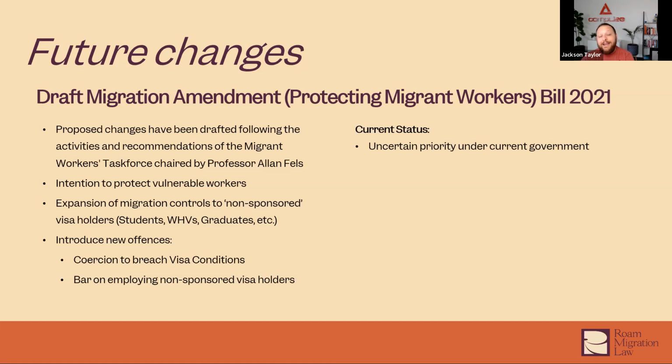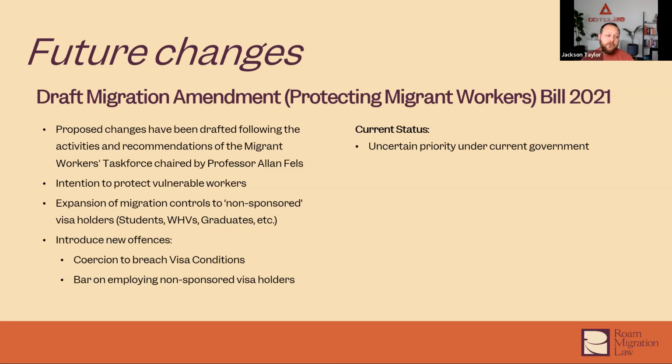And this draft bill was quite interesting because it set out a plan to allow the government to expand its migration control beyond sponsored visa holders. So we've got our sponsored visa holders such as 482, 494, training visa holders, etc. These are people who are actually sponsored by the organization. And in contrast, we've got non-sponsored visa holders, which would be students, working holiday makers, graduates, all these people who don't actually have a direct sponsorship by the organization. So the government is looking at expanding control to that cohort.